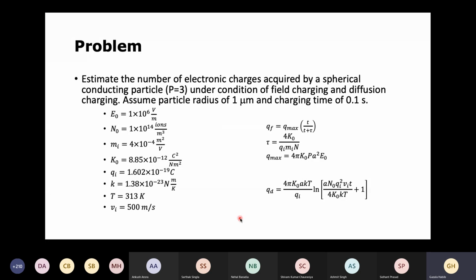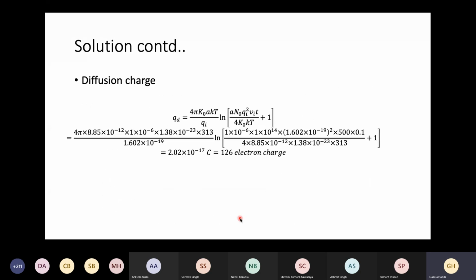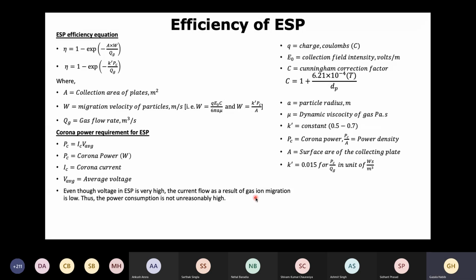This example is already solved in this PPT. You can go through it, and it's just the application of all the formulas given in the previous slide, so I'm not going through it. Do you have any question regarding what we have learned? Anyone? Okay. If there is no question, then the efficiency of an ESP can be given by two different formulas.